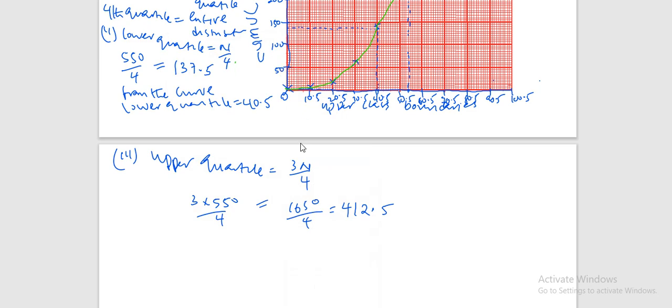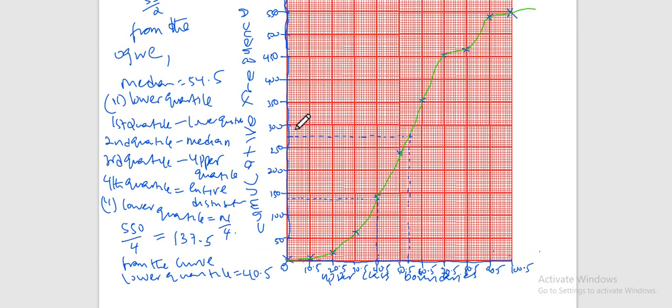Now 412.5 from the curve, let's trace it. 412 is somewhere here. Please know that this is an approximate value. If you do this with a real graph, you should be able to get more accurate values than what I have here. This is just for illustrative purposes only, although it will be close to the answer you get with your graph paper. So we trace it down.